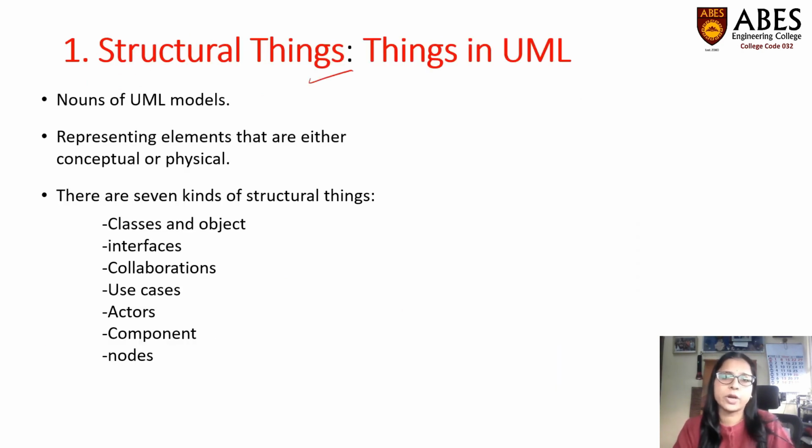So structural things, what are structural things mainly? In any UML diagram, structural things are mainly the nouns of the UML model, right? Nouns are like banker, user. So if you create a diagram, try to look for these nouns. They are the structural things, representing elements that are either conceptual or physical. A physical thing is like, for an automatic teller machine, when we talk about an ATM, the ATM has this machine, and then there is a server. These are all nouns. And then we have this account holder, who is trying to access the ATM to take out his money. So the account holder is also a physical thing.